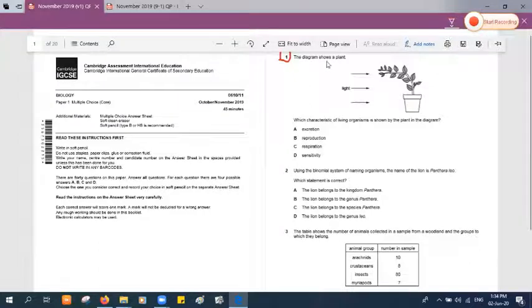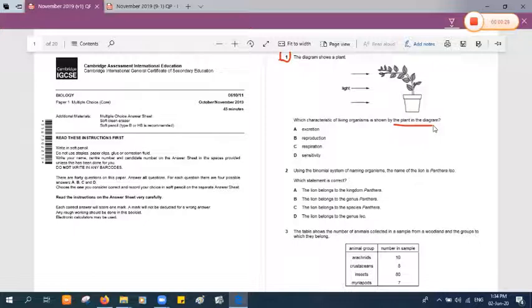Here, the diagram shows a plant. You can see this plant, and this is the light direction. Which characteristic of living organisms is shown by the plant in this diagram? Is it excretion, reproduction, respiration, or sensitivity? What do you think? You can write in the chat. Is it A, B, C, or D?